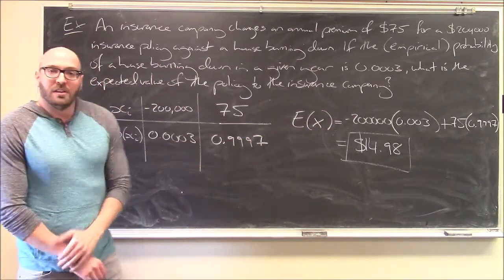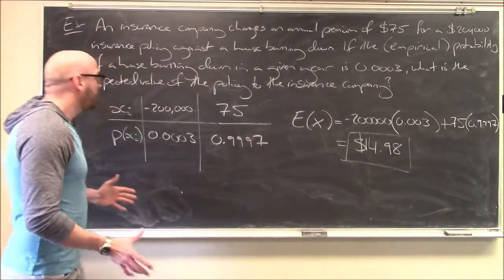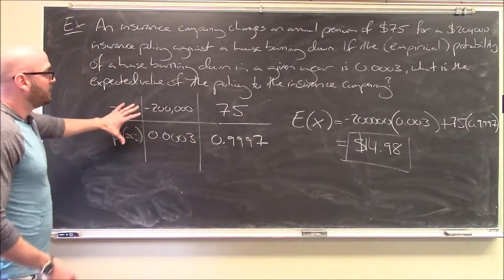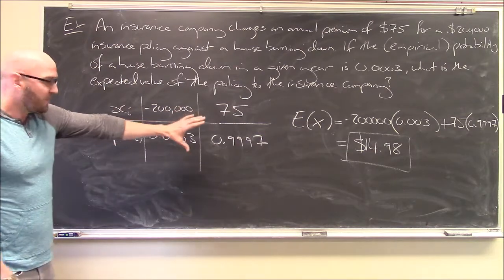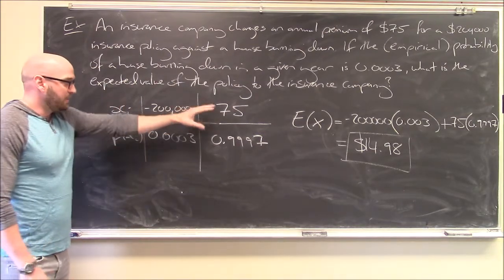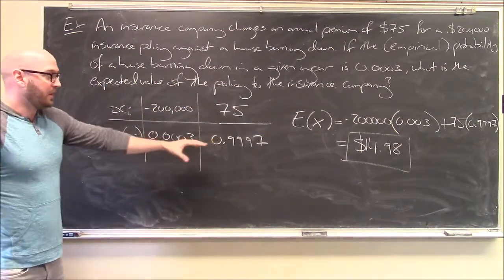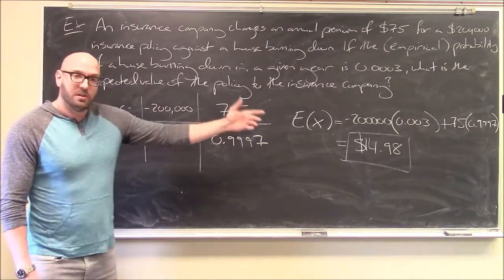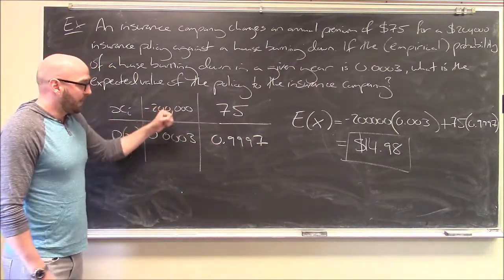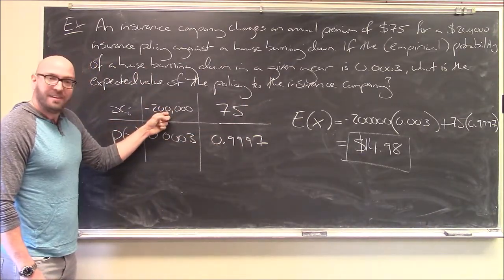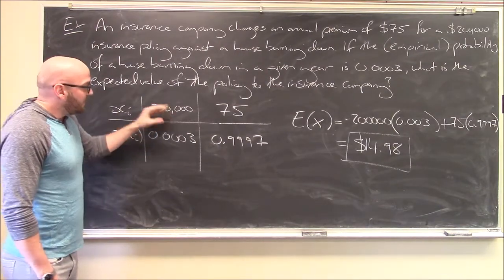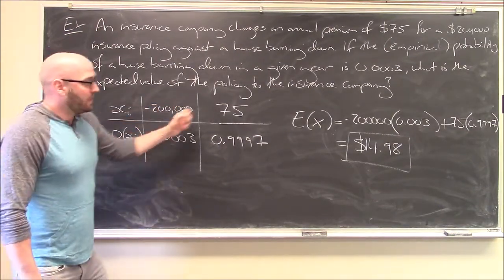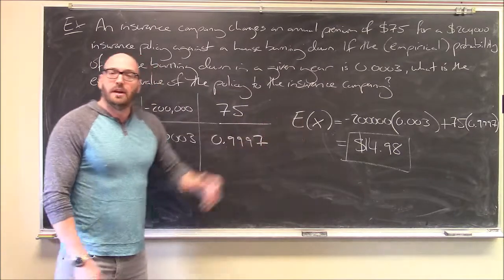So anyway, this is expected value in a nutshell. The hard part is building this table, right? Choosing your random variable and assigning the probabilities to them. But once you have it built, the way you compute expected value is you just multiply each of these values in the range of your random variable times their corresponding probabilities and add them all together.